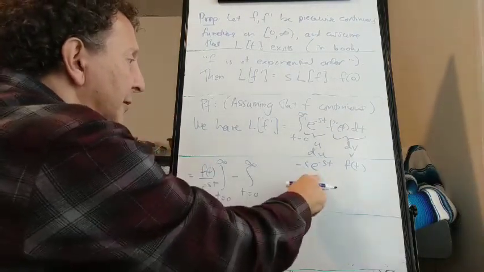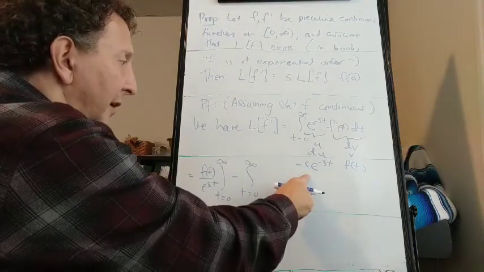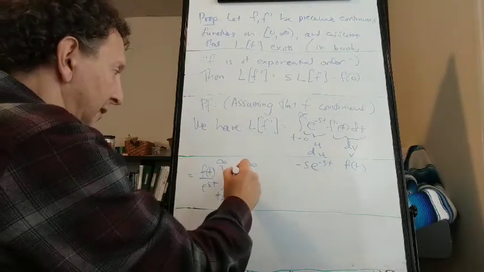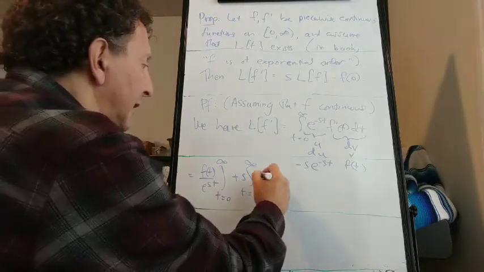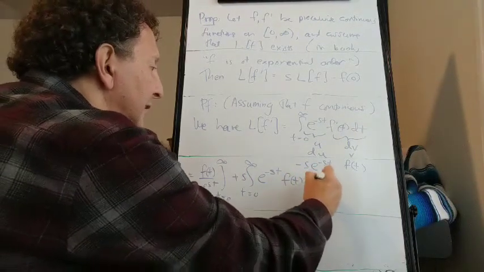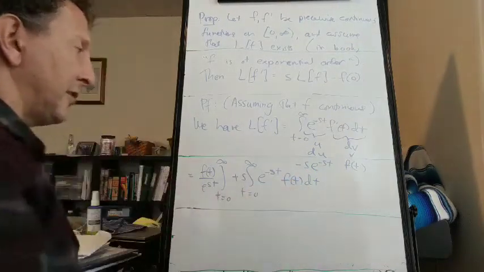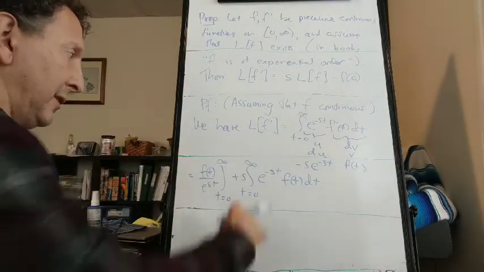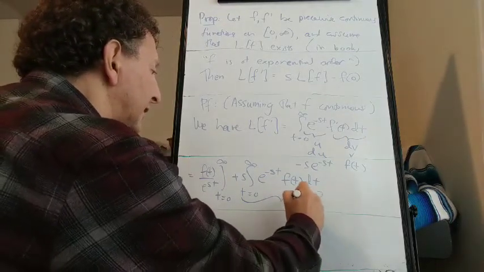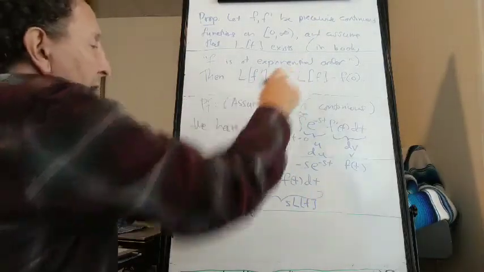So f of t times this, we're integrating over t, so s is a constant. I'm going to take the negative s on the outside, and minus negative s is plus s, times the integral of e to the negative st f of t dt. Alright, this integral is the definition of the Laplace transform of f. So the second term right away is s times the Laplace transform of f. So that's part of what we're claiming.